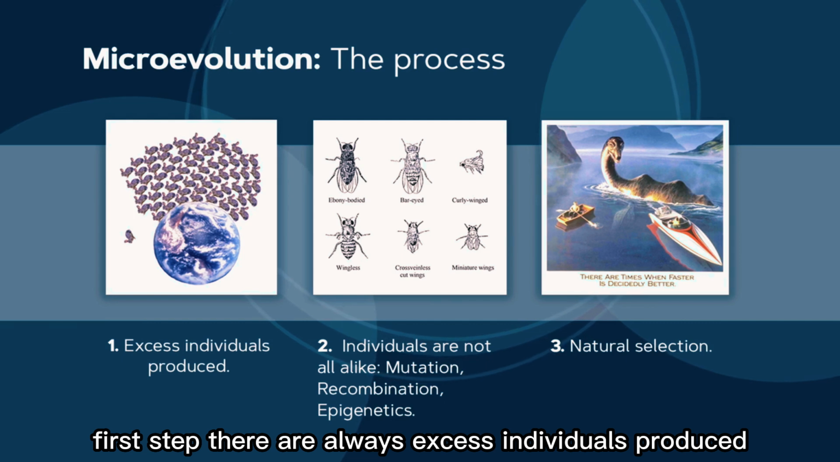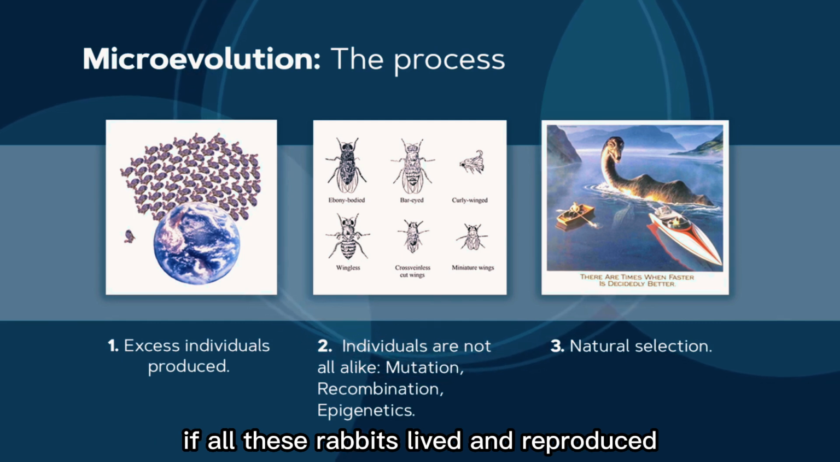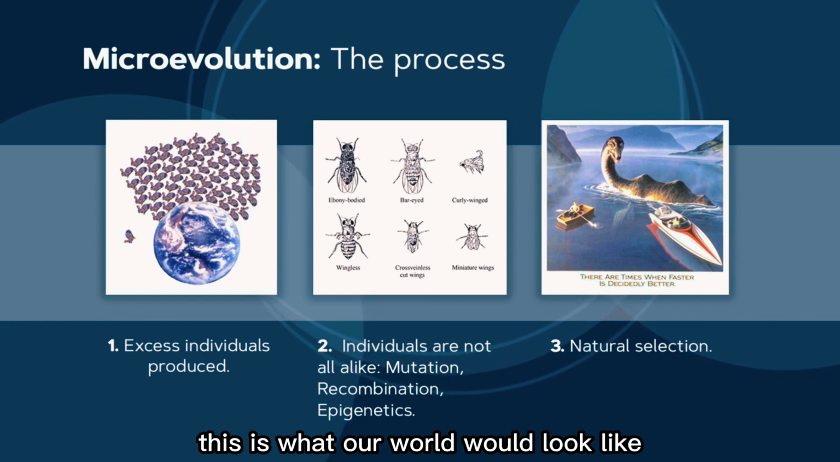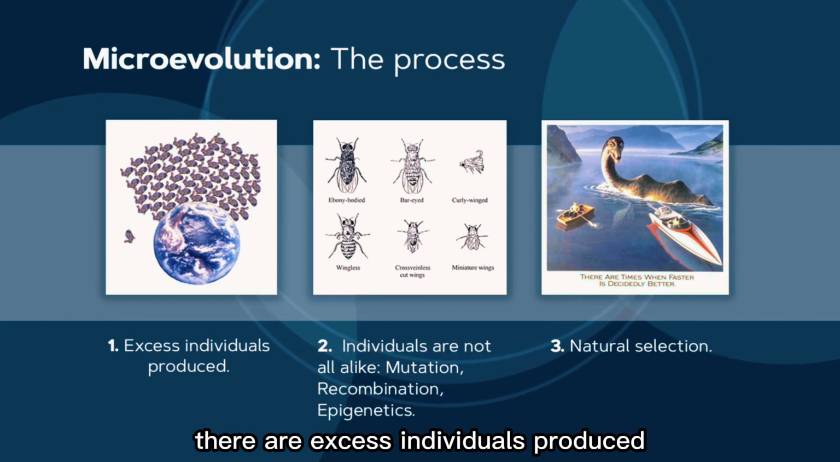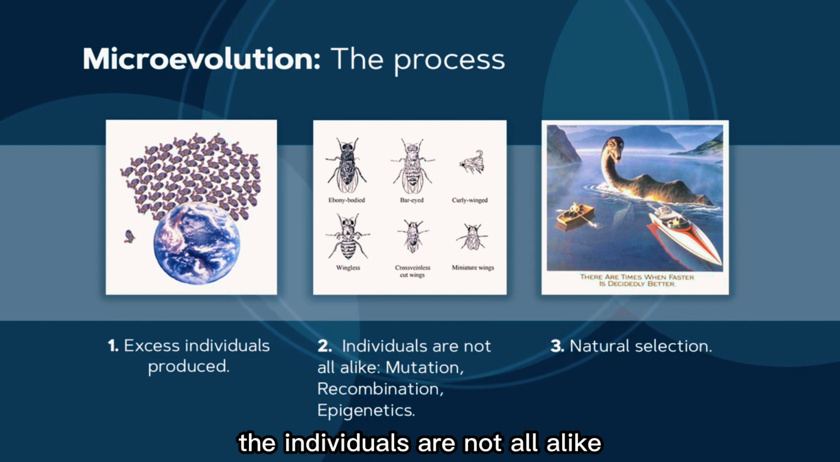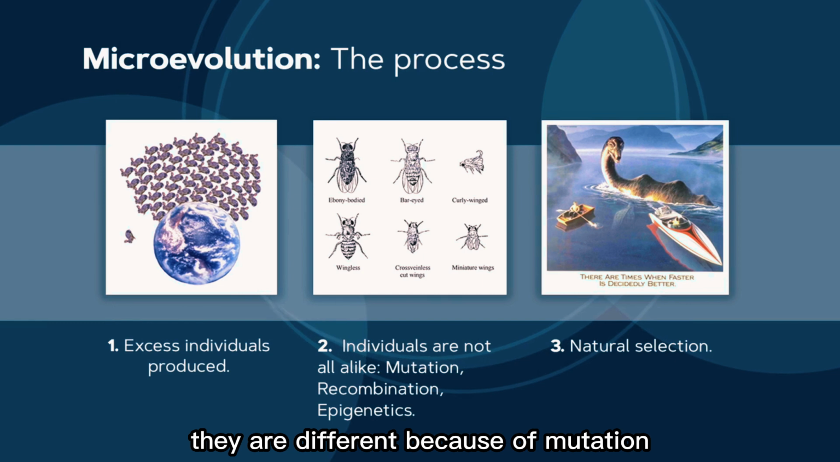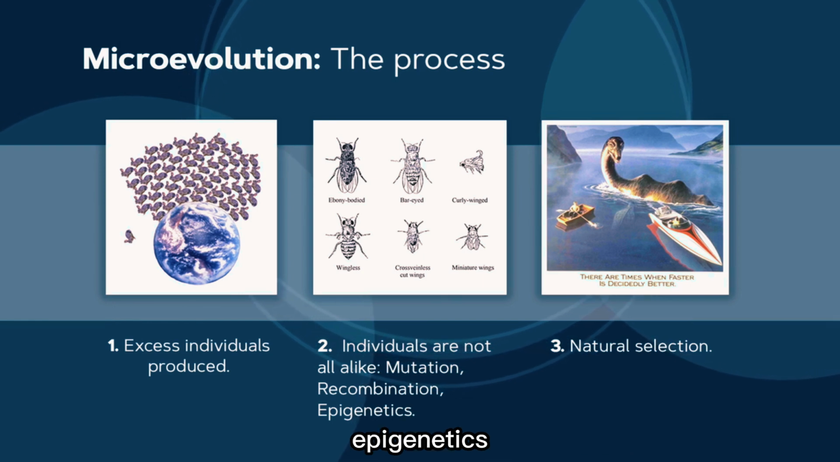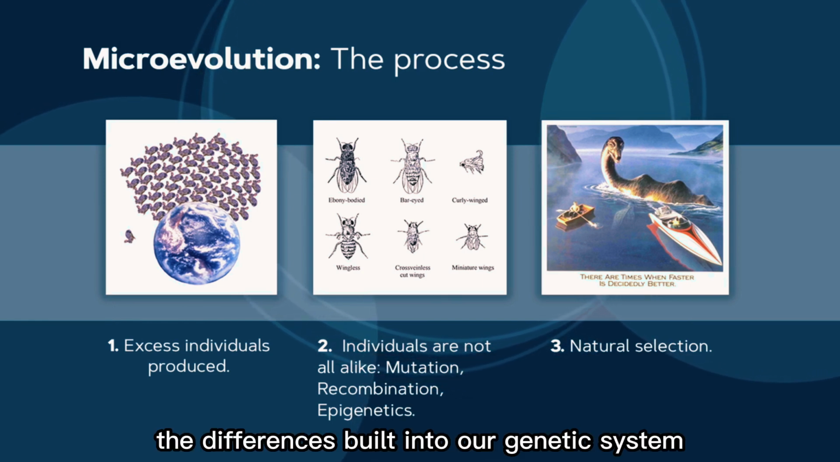First step, there are always excess individuals produced. If all these rabbits lived and reproduced, this is what our world would look like. But obviously they don't. There are excess individuals produced. Step number 2, the individuals are not all alike. They are different because of mutation, recombination, epigenetics, the differences built into our genetic system.